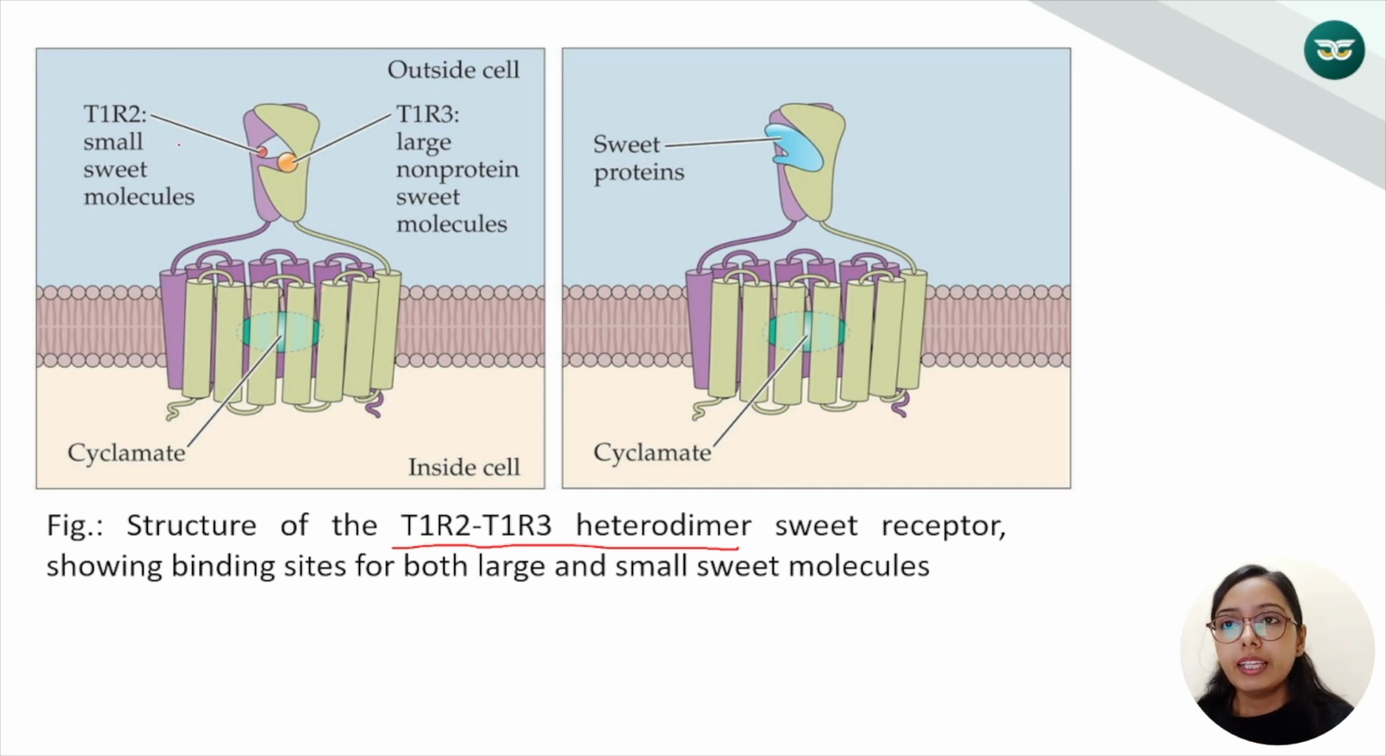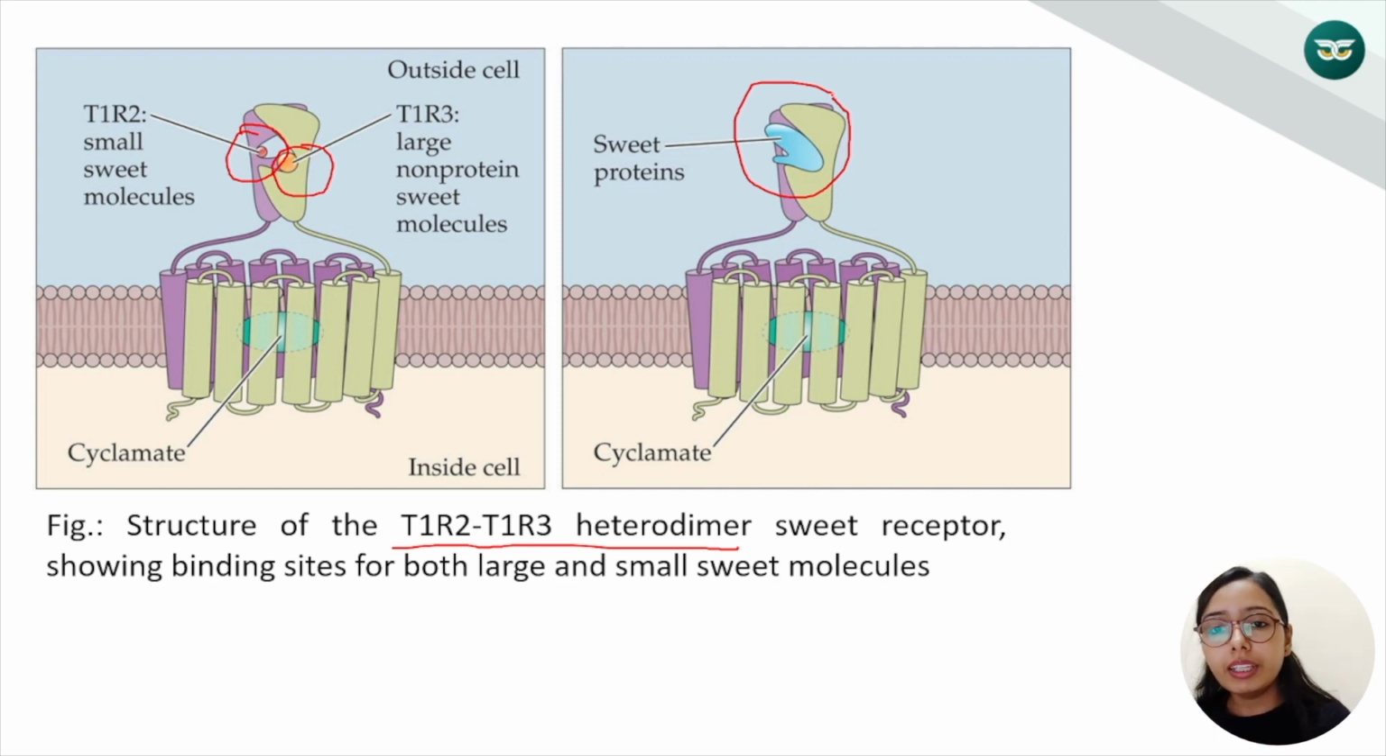As we can see over here, the purple one is the T1R2 sweet receptor, and the yellow or green one is the T1R3 sweet receptor. As we discussed, different sweet molecules attach at different parts of these receptors, which are responsible for the perception of different types of sweet taste based on their intensity. Here we can see at T1R2 a small molecule of sugar is attached, while at T1R3 a bigger or larger non-protein sweet molecule has been attached. Similarly, we can see that a big sweet protein or sweet molecule has been attached in the space combined between both these receptors.